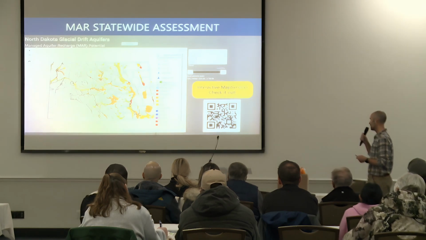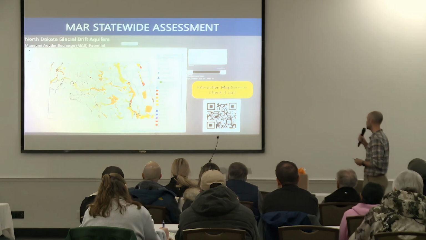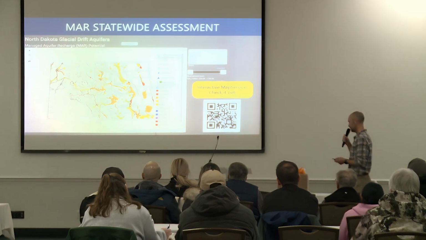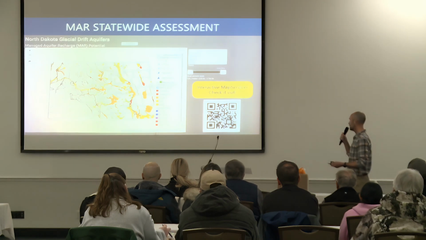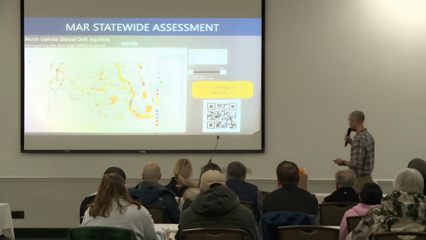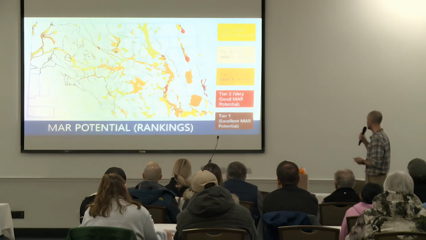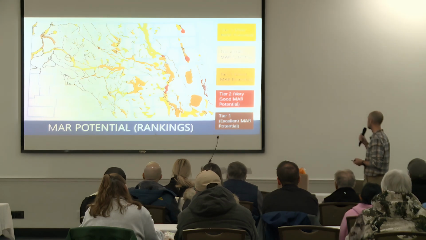So this is all presented in an interactive map service that came out of the report, and here's a snapshot of it. It shows the rankings of the aquifers. Dark red in this image shows the ones that are excellent. Yellow shows the ones that are poor, and orange would be somewhere in between. Here's a closer image of it in case the other one was a little bit difficult to see.